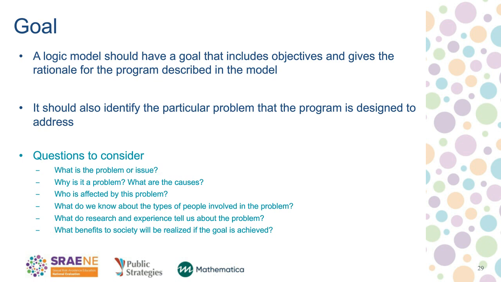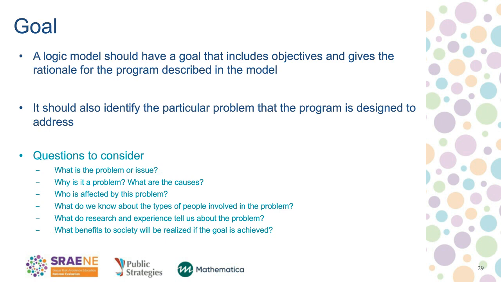So you should have a goal. You need to have articulated what it is you're trying to accomplish with your program. It should include objectives. It gives the rationale for the program described in the model. It's important that you know why you're trying to provide this program to the particular individuals that you want to provide it to in the particular community that you're working in. All of that's kind of in the goal, okay? So questions to consider, you can see here, what's the problem or the issue? Why is it a problem? So those are the kinds of things that you should think about to help you articulate your goal.